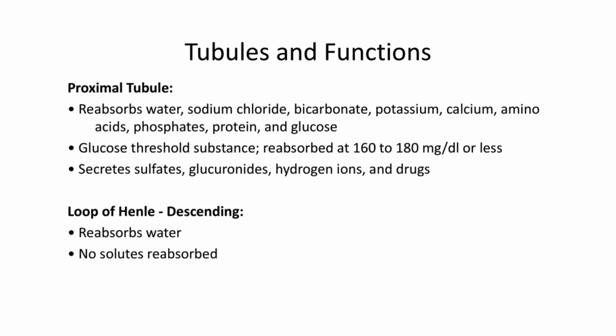The proximal tubule plays a crucial role in reabsorbing water, sodium chloride, bicarbonate, potassium, calcium, amino acids, phosphates, protein, and glucose. Glucose is considered a threshold substance and is normally reabsorbed at concentrations of 160 to 180 milligrams per deciliter or less. The proximal tubule also secretes sulfates, glucuronides, hydrogen ions, and drugs.